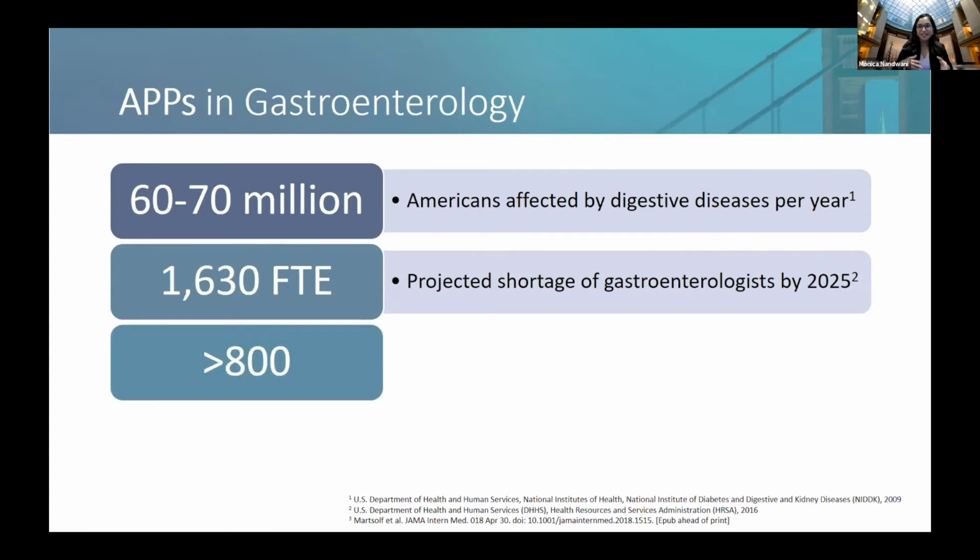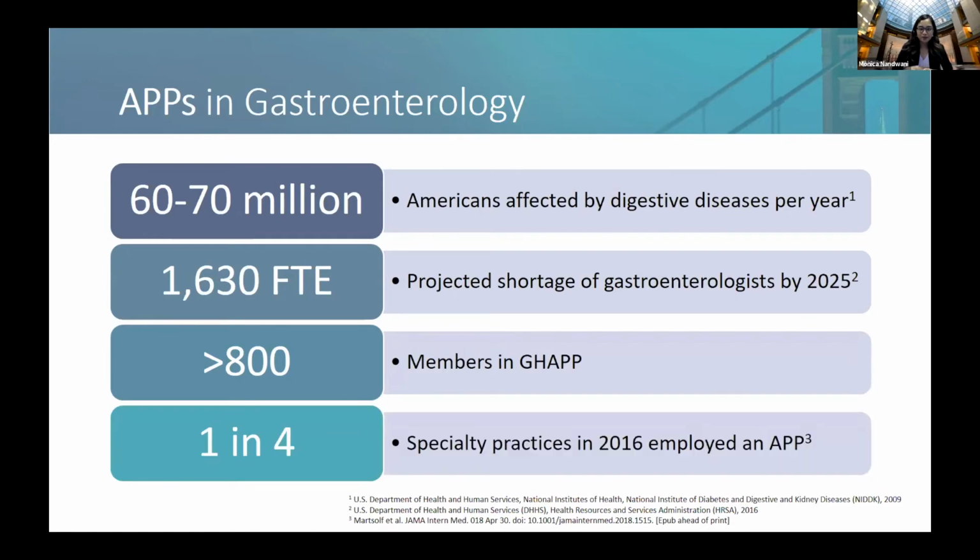And so I actually gave a very similar talk to this in DDW back in 2018. And back then, I actually reached out to the different professional societies, including the AGA and the AASLD, to find out what was their APP membership. And at that time in 2018, the AGA had over 550 APP members, and AASLD had close to 300 APP members. And I'm involved with the Gastroenterology and Hepatology APP Society, which was formed about 3 years ago. And as of this year, GAP has over 800 NP and PA members.